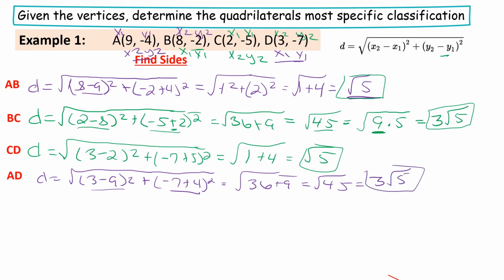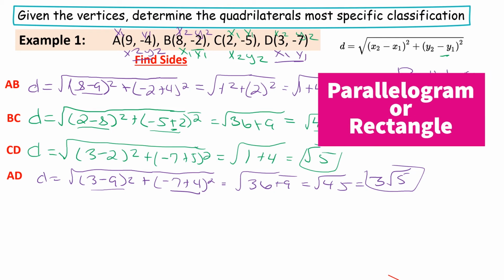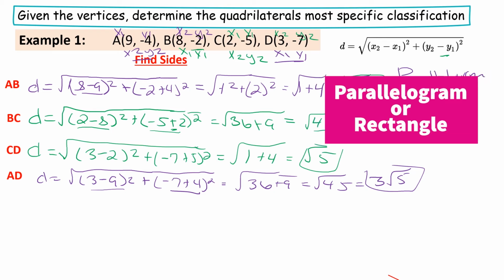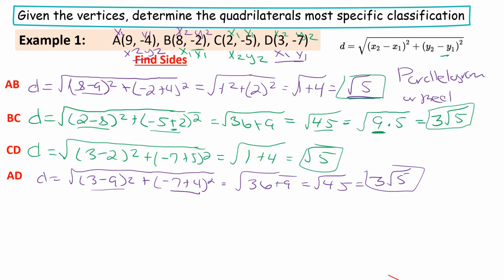So at this point, I can see that it will either be a parallelogram, hope I spelled that correctly, I'm trying to write fast, or a rectangle, because my opposite sides are congruent.